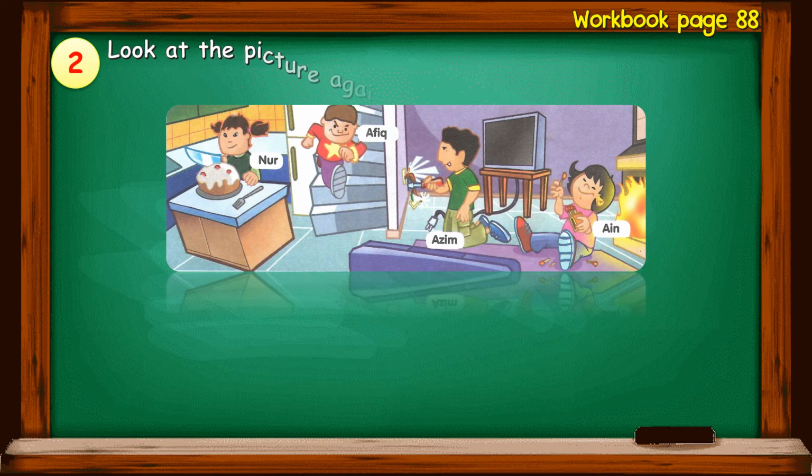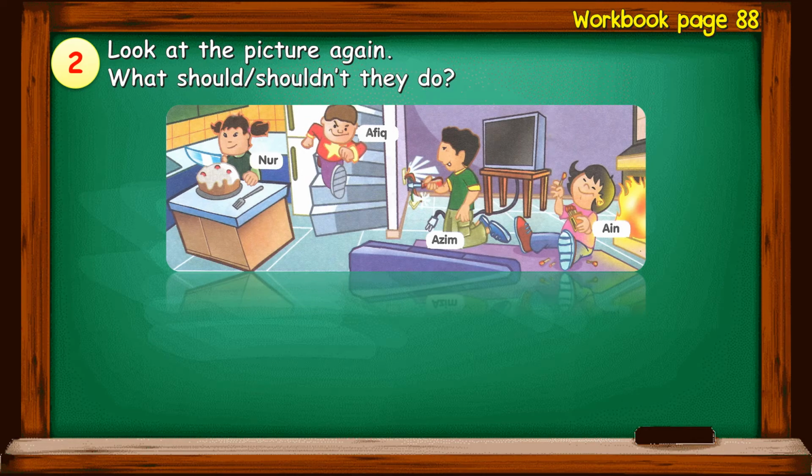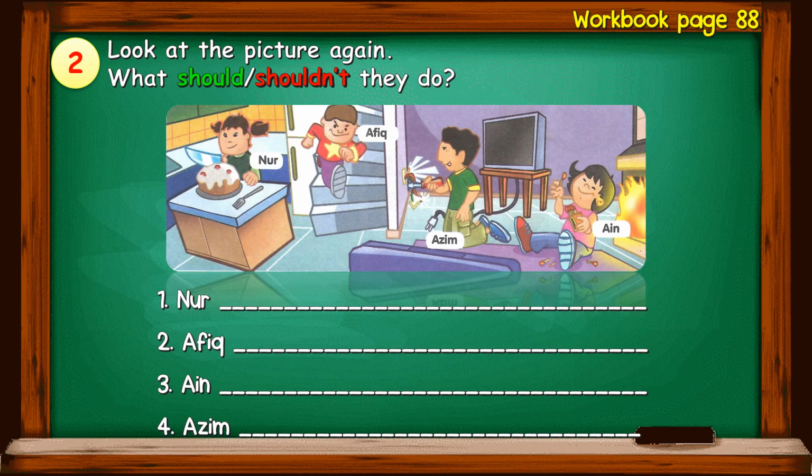We look at number 2. Look at the picture again. What should or shouldn't they do? Should means patut, must do. Shouldn't means tidak patut, must not do. You need to construct 4 sentences from the picture.